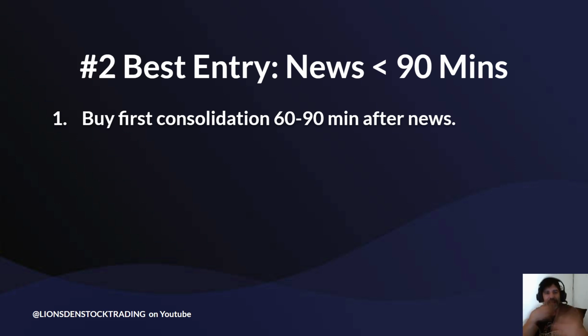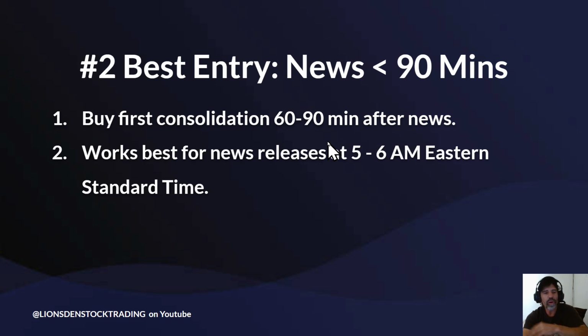So this is the second best entry, and this is for if you encounter companies that release news earlier and you get confused because you're like, oh, he said you want to get in as early as possible. You've got to be in the first 5 minutes or 10 minutes. Well, don't worry. If it's consolidating and it shows the right pattern, then you can also enter there for more upside. So it works best for news releases at 5 to 6 a.m. Eastern Standard Time, and you're joining later.